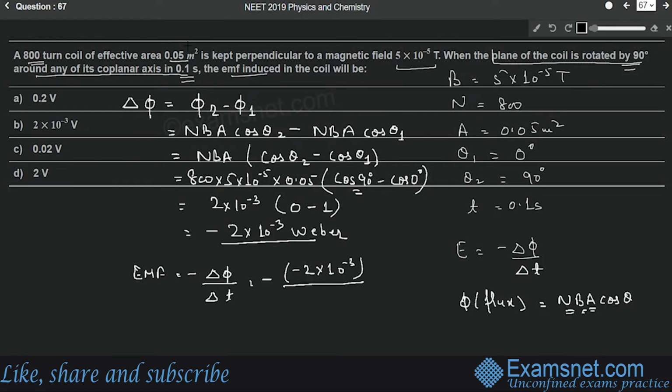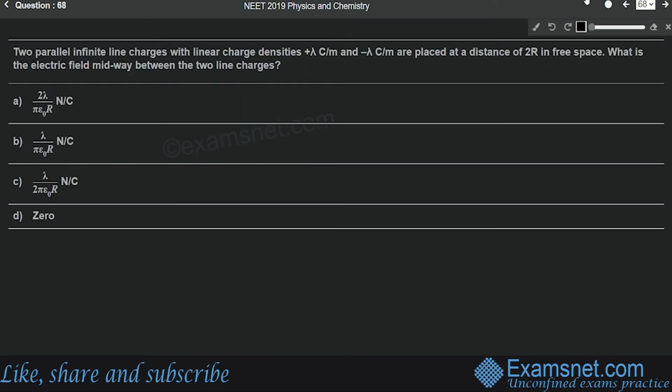So the time taken is 0.1 second. So here this minus will be plus. So what will we get here? It will be 0.02 volt. Okay, so the correct answer will be option number C, 0.02 volt.